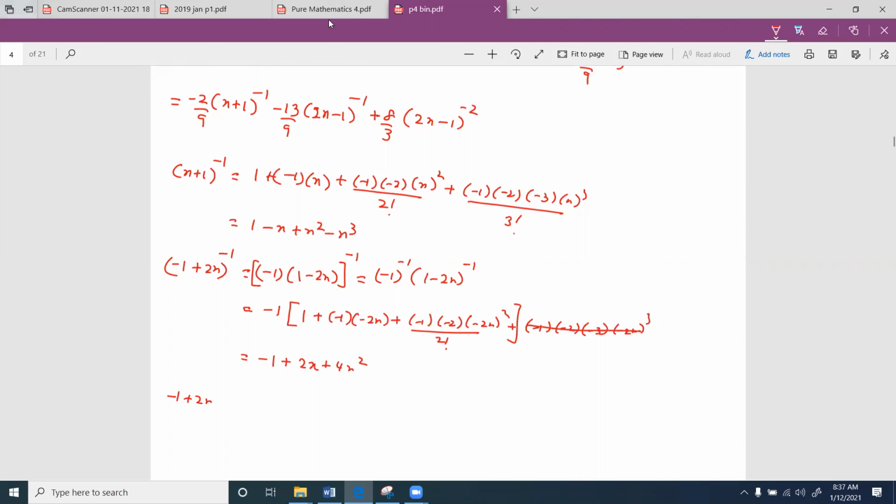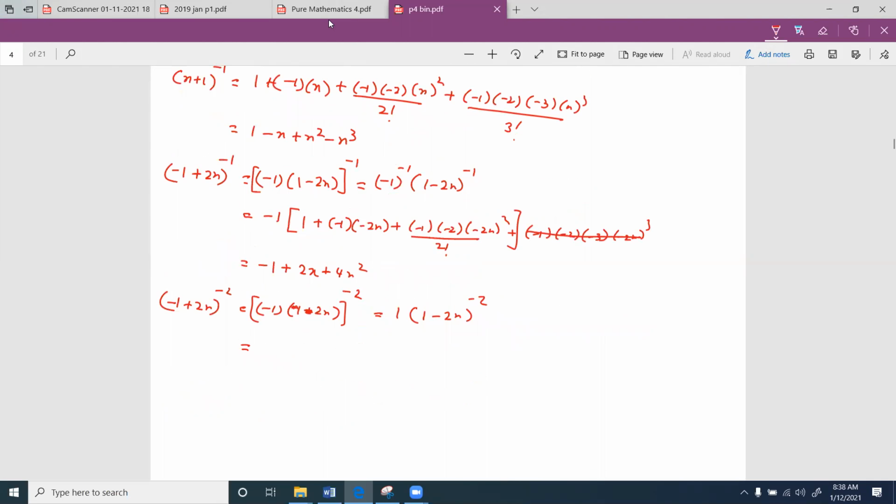Minus 1 plus 2x to the power minus 2. So initially you have to take minus 1 out, minus 1 to the power minus 1. Then this turns into 1 plus 2x, 1 minus 2x, sorry, 1 minus 2x, whole thing to the power minus 2. So minus 1 to the power minus 2 is plus 1, into 1 minus 2x to the power minus 2. So you have to do this expansion. So it turns into 1 plus n into minus 2x over factorial 1, then n minus 1 into minus 2x whole thing squared divided by factorial 2. Okay, that's what you need to get.